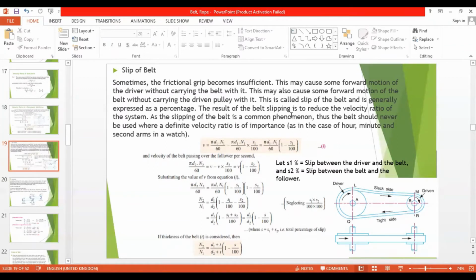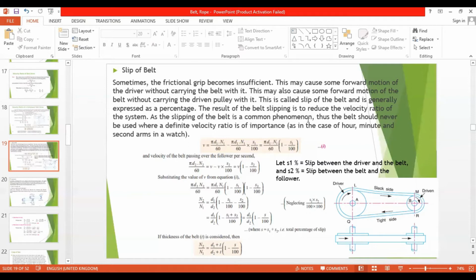The result of the belt slipping is to reduce the velocity ratio of the system. So if the slip occurred, what will happen? The velocity ratio will be reduced. Why? The driver is rotating, but the driven is not rotating with it, so it's not carrying the load, not transferring the power. So there is a loss of velocity ratio. As the slipping of the belt is a common phenomenon, the belt should never be used where a definite velocity ratio is of importance.